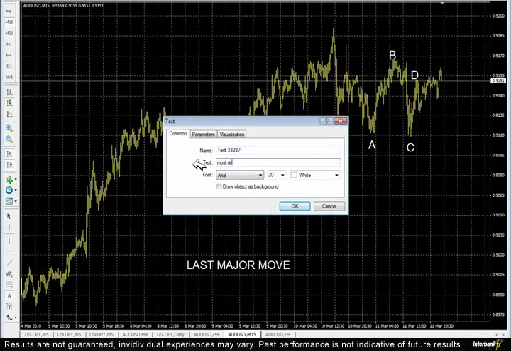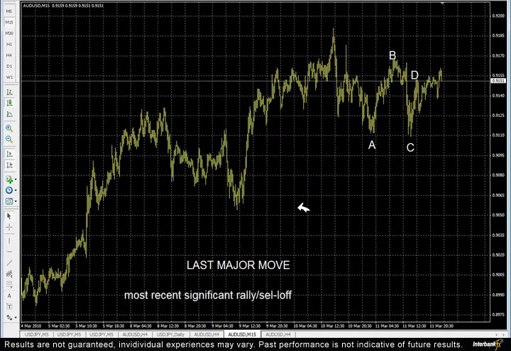Last is our most recent. Major is significant. And move is a rally or sell-off. Okay? That is what we're on the hunt for.